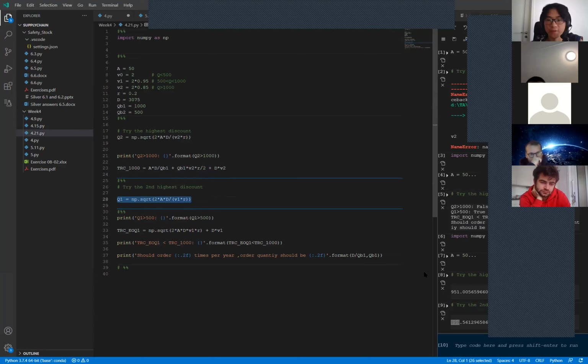And we see it's 900, and then we use the same formula as before because it's not the base EOQ point. Sorry, we're using the second formula, the square root of 2AD over V1 times R. Yeah, I'm actually not sure why we're using different formulas here. I'll definitely check that later.